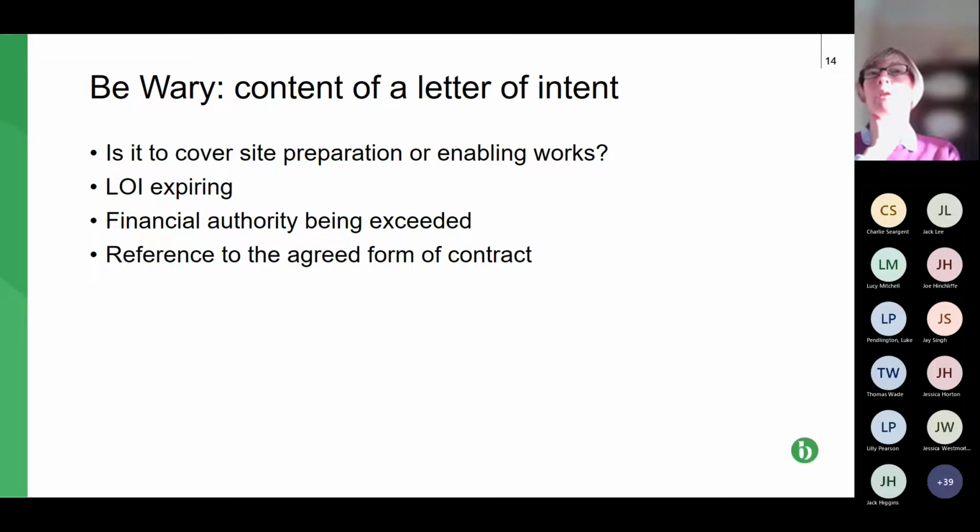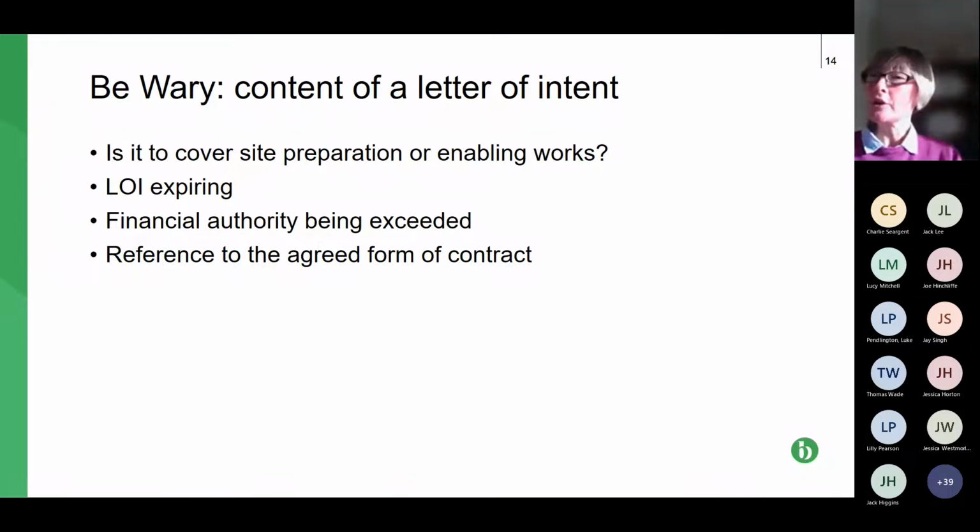The next bullet point relates to the letter of intent expiring. Quite often they're time limited. So you can do the site preparation for the next 8 weeks. So not only have you got to keep an eye on just doing site preparation, that's the only work that's authorised, but you can only do it during the next 8 weeks. If it goes beyond that, you're doing work outside of the letter of intent. So you're doing work that isn't within that little mini contract.